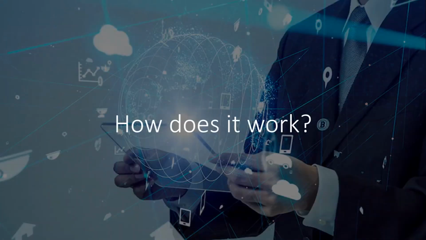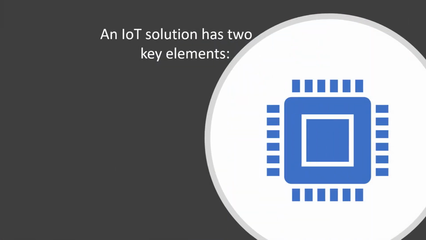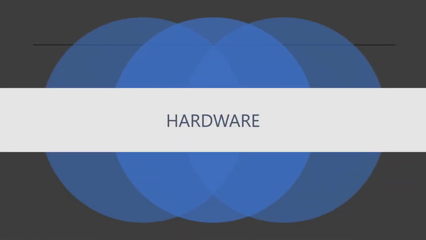Now that you have an idea about what an IoT product or solution looks like, how does it actually work? An IoT solution has two key elements. You have the hardware and you have the software part. Let's start with the hardware.